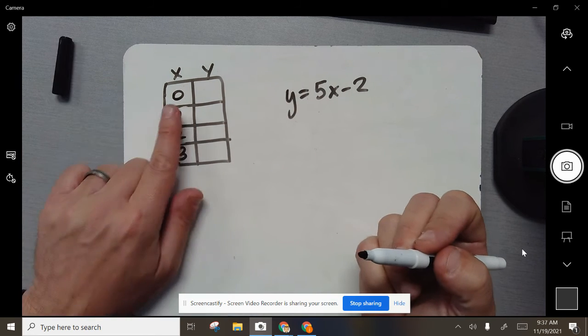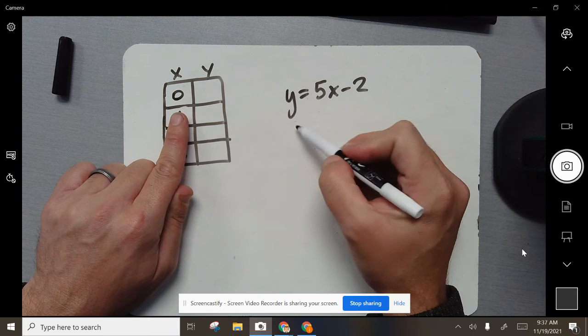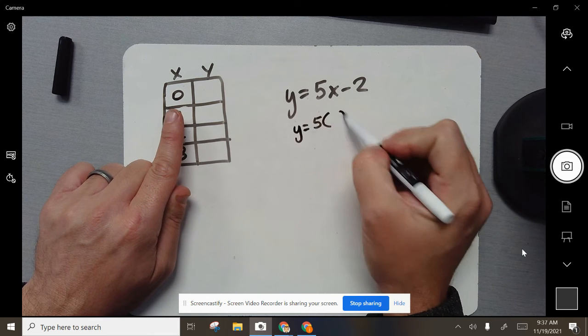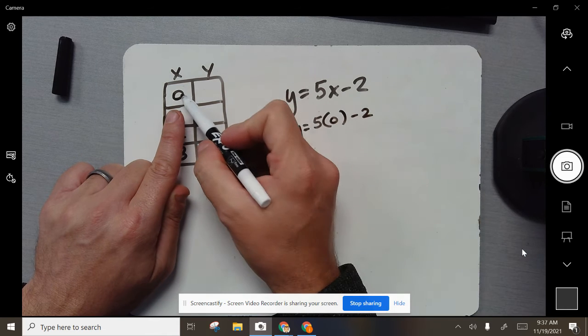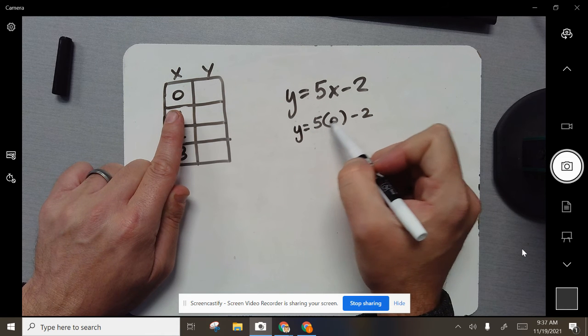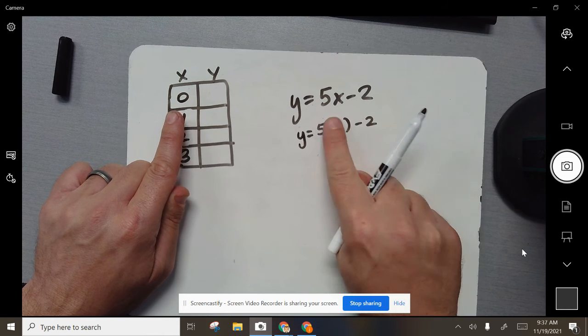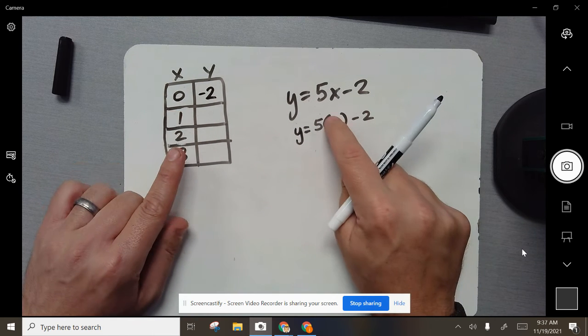Now, if I take 0 and I plug it in here, right? y equals 5 times 0 minus 2. What did I do? I plugged in the x right here, 0. Well, 5 times 0 is 0, so what's left? Negative 2. So the y would be negative 2. Let's do the next one.